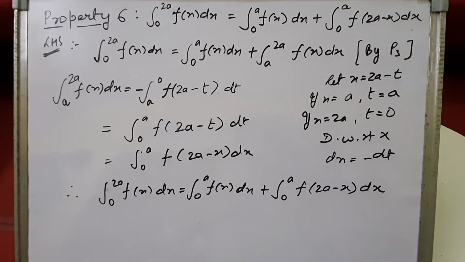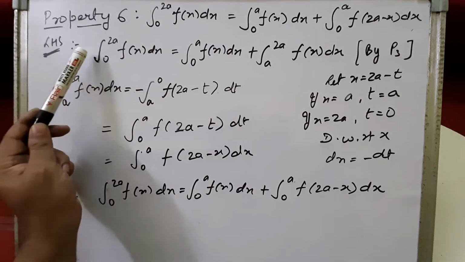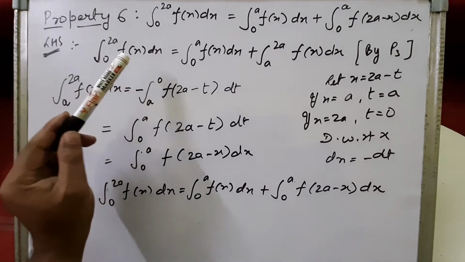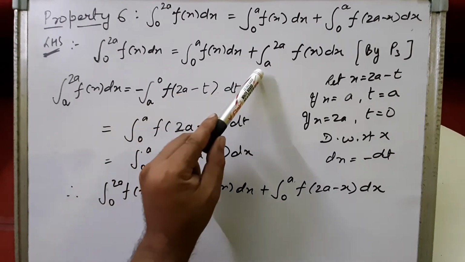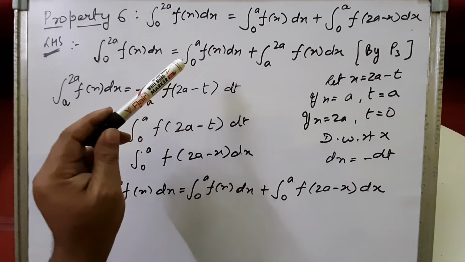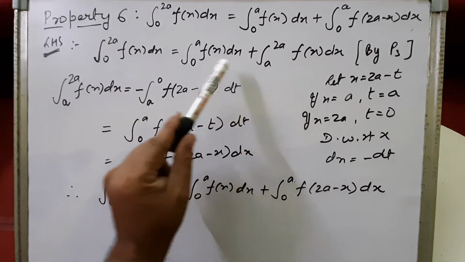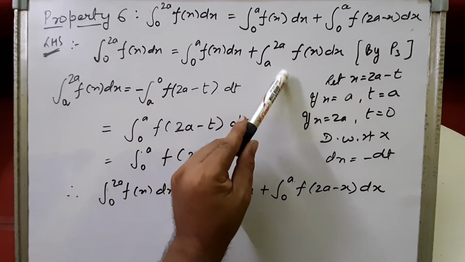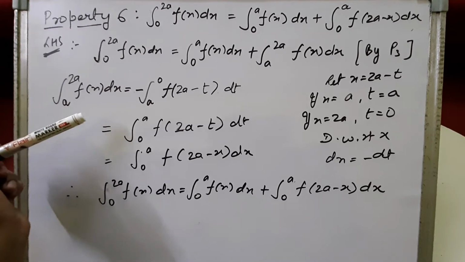Okay. Now, if we break this integration in two parts, 0 to 2a of f(x) dx, this can be written by using property 3 as 0 to a f(x) dx plus a to 2a f(x) dx. We know that a is lying in between 0 and 2a. Okay. So this integration can be written into these two integrations. Now let's see this term, the integration of a to 2a f(x) dx.